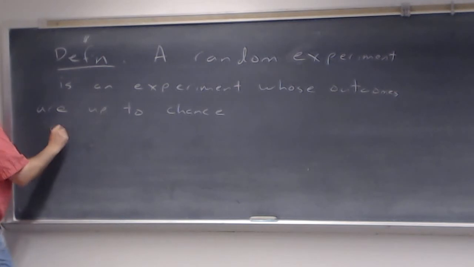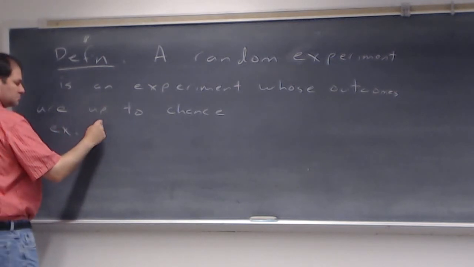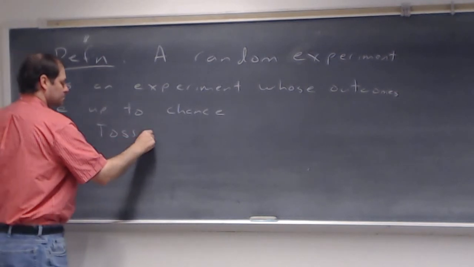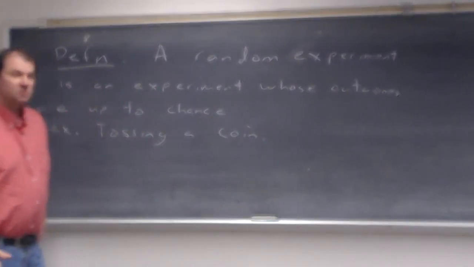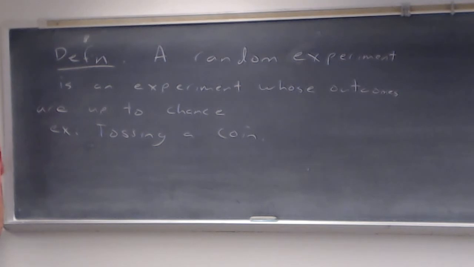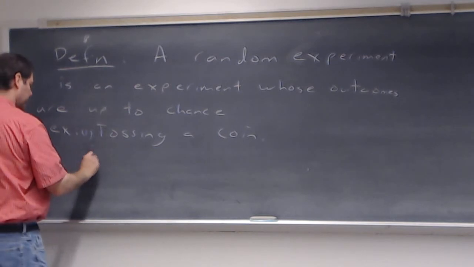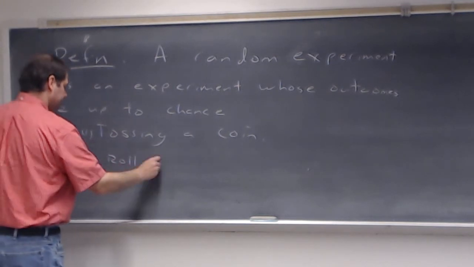So as an example, tossing a coin. I know every time we toss a coin, we're either going to get heads or tails, but on a particular toss, I don't know whether it is going to be heads or tails. And that's one example. And then you could roll a die.